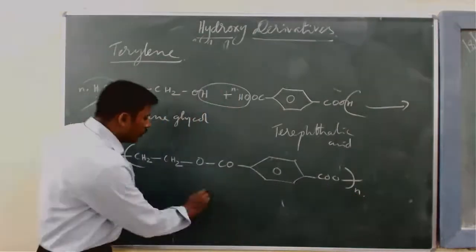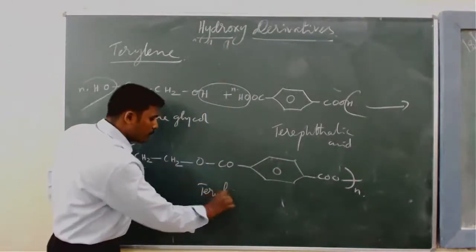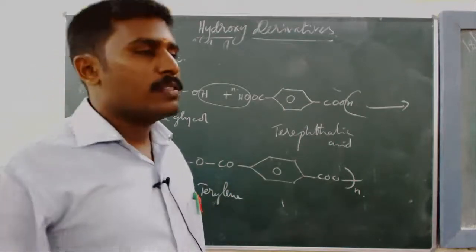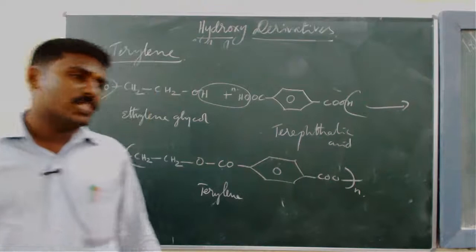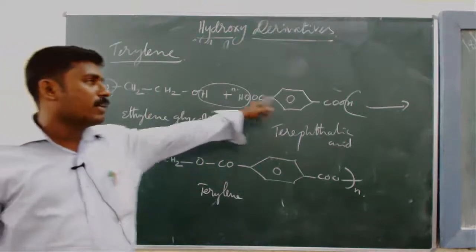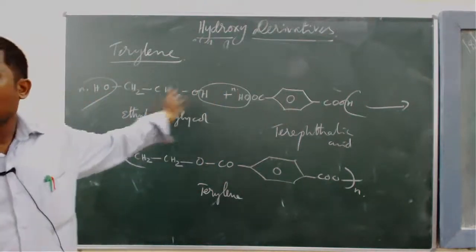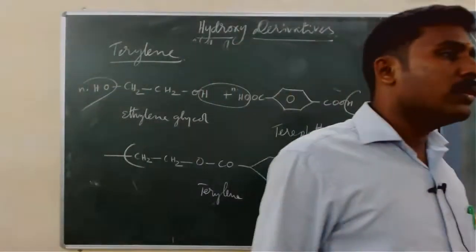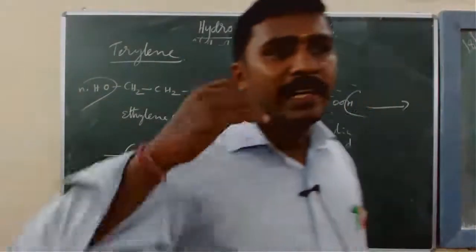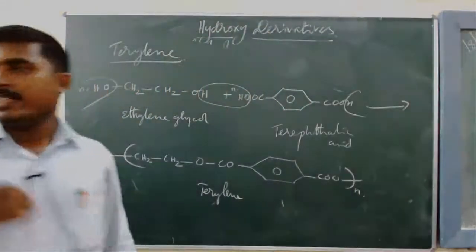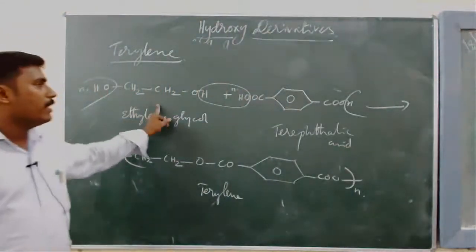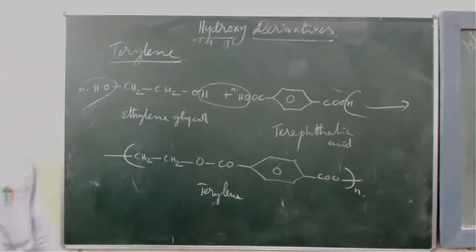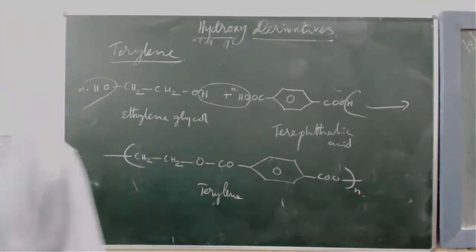It is named Terylene, Pterine or Dacron, plus 2n minus 1 amount of H2O removed. That means the number of water molecules removed is 2n minus 1. So how do you prepare Terylene, Dacron or Pterine? Ethylene glycol reacts with terephthalic acid. It gives Terylene. This is one of the 3-mark questions.